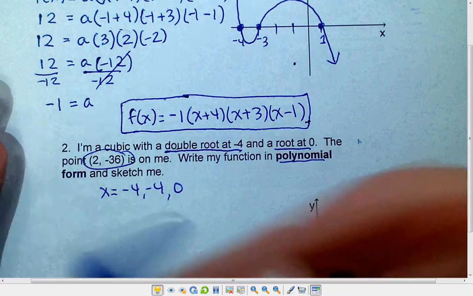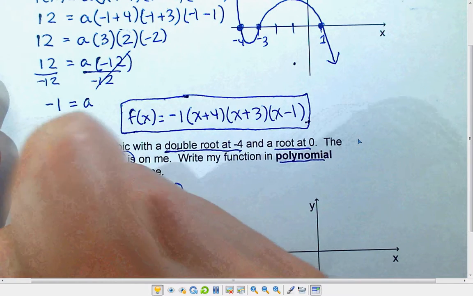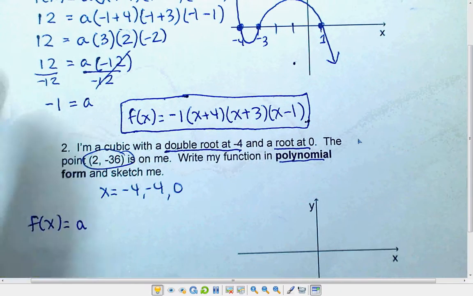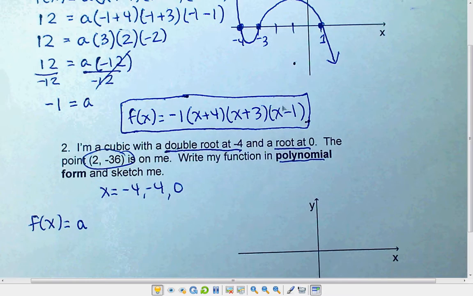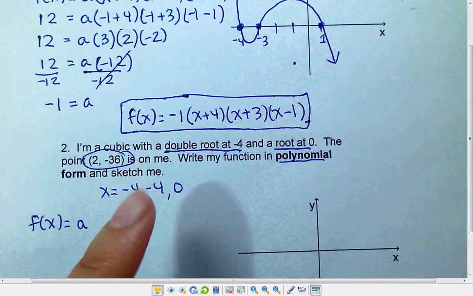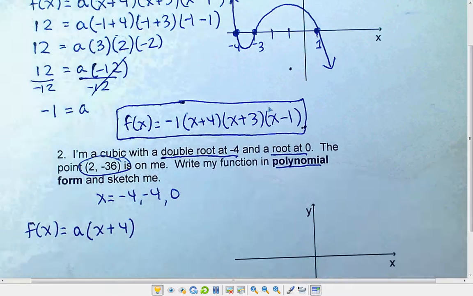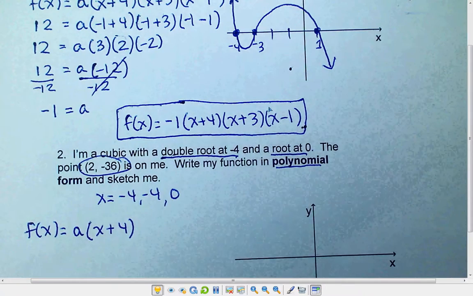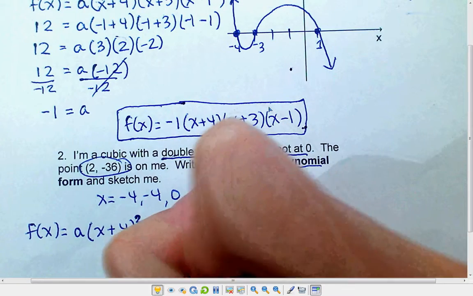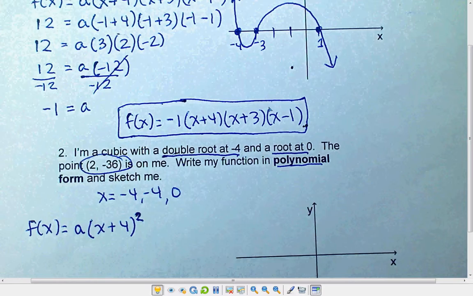So let's start off with writing our function in terms of the roots. So we know we have f of x equals a. The -4 turns into an x plus 4. Because there's 2 of them, we're going to put a squared here to show that there's 2 x plus 4s.